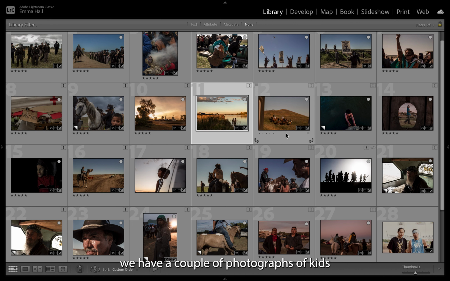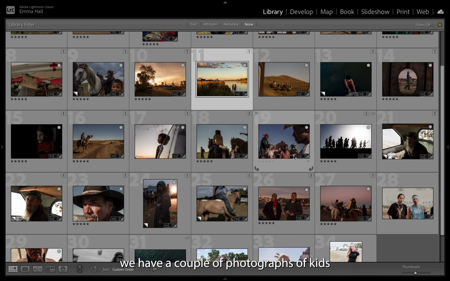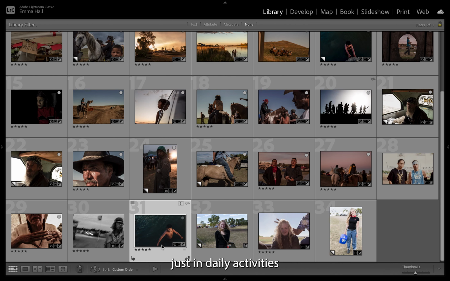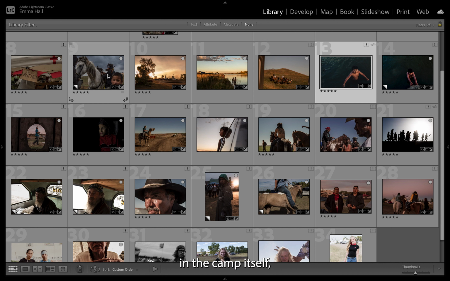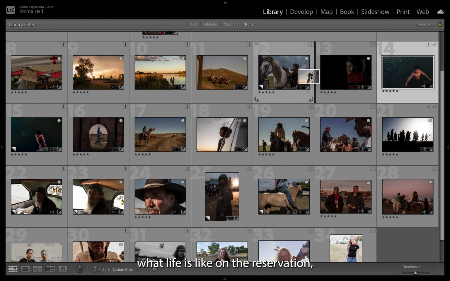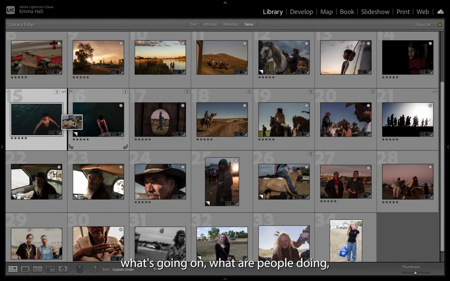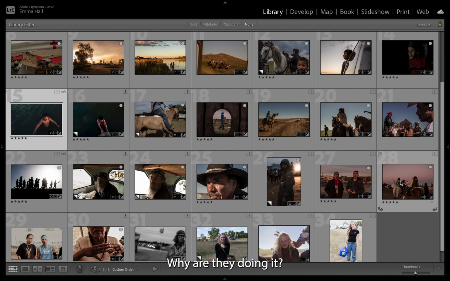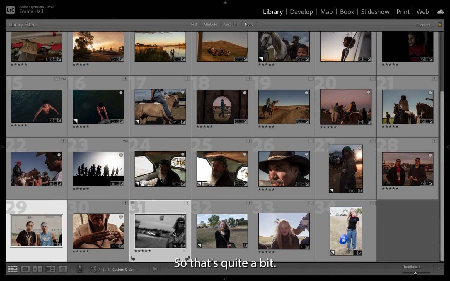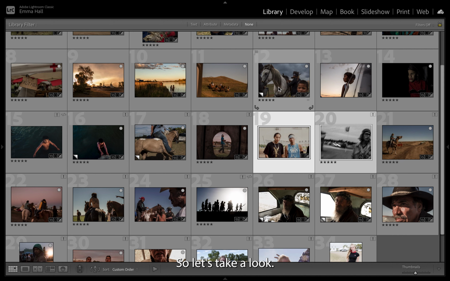So next up, we have a couple of photographs of kids, like portraits and things of daily activities in the camp itself. Showing what life is like on the reservation, what's going on, what are people doing, why are they doing it, just to kind of give a glimpse into daily life, really. So that's quite a bit. This is really where the story comes to life, these parts. So let's take a look.